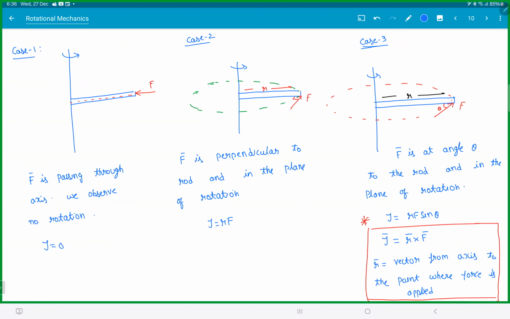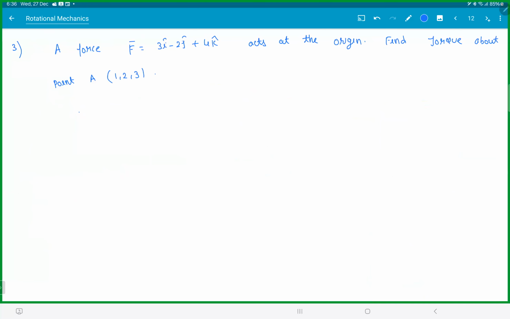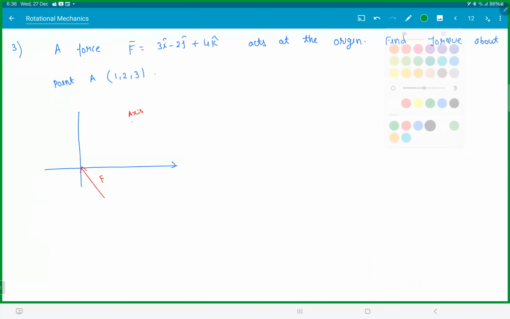R bar is a vector from the axis to the point where you applied the force. Here, where are you applying the force? The force F bar is at the origin. Where is the axis? Point A is your axis. So what is R bar? R bar is a vector from the axis to the point where the force is applied. So R bar is AO bar. It is not OA bar.